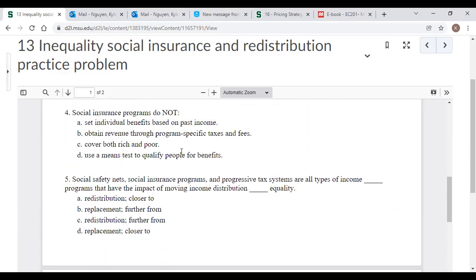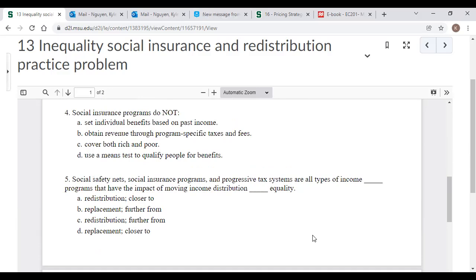Question 5. Social safety nets, social insurance, and progressive tax systems are all types of income blank programs that have the impact of moving income distribution blank equality. So let's look at the first phrase first. Redistribution or replacement.